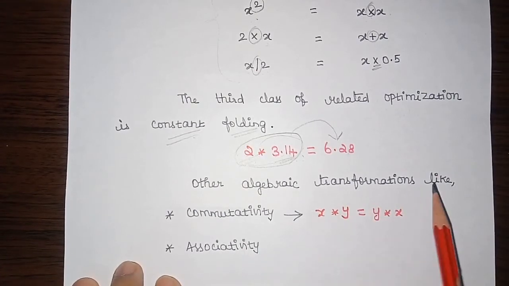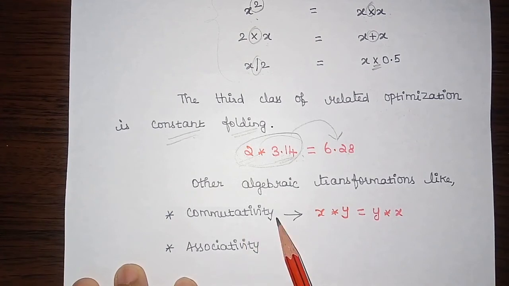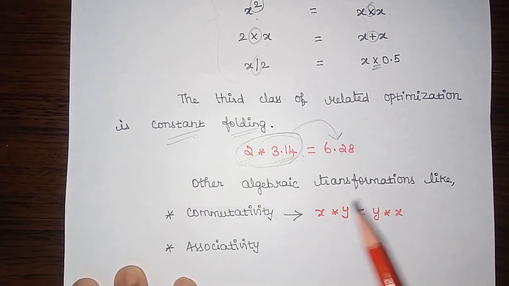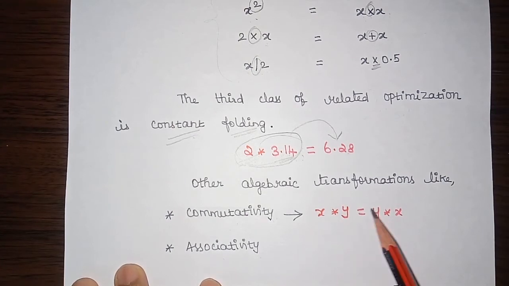Also, we have some other algebraic transformations, that is commutativity and associativity. That is, we have certain algebraic laws that we can apply for doing algebraic transformations. For example, we know the commutative law, that is x star y is equal to y star x. So when there is an expression like this, we can reorder it like this.